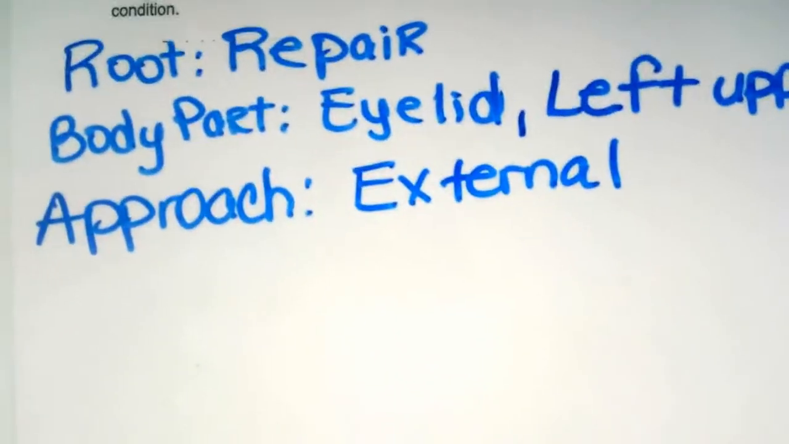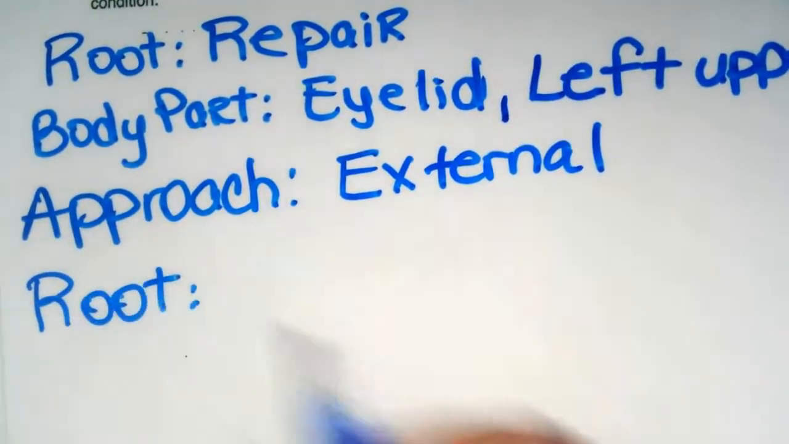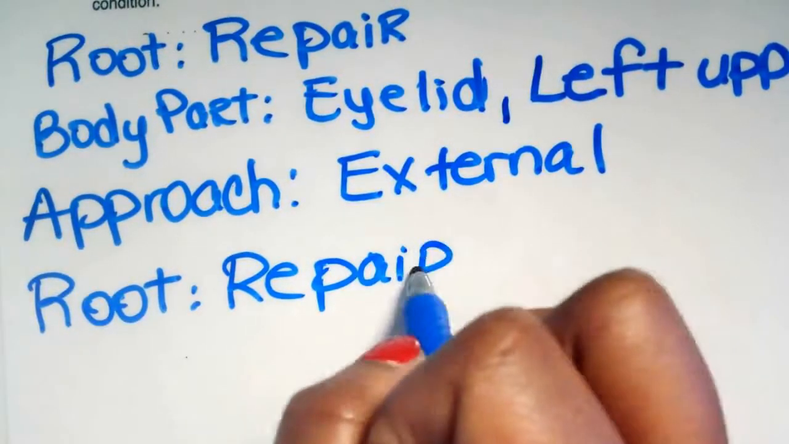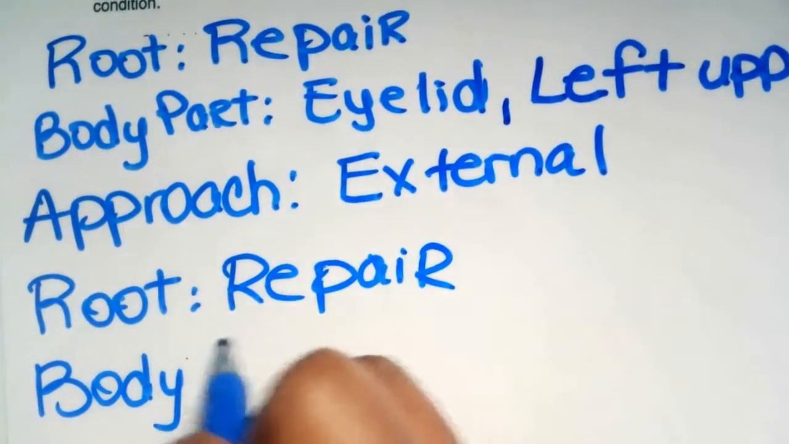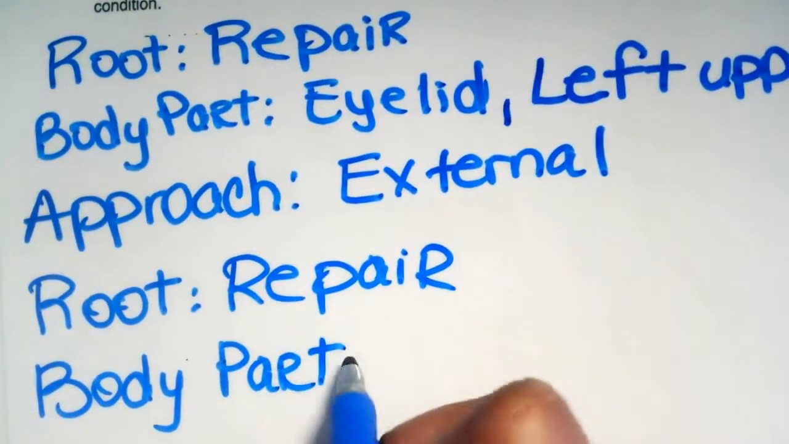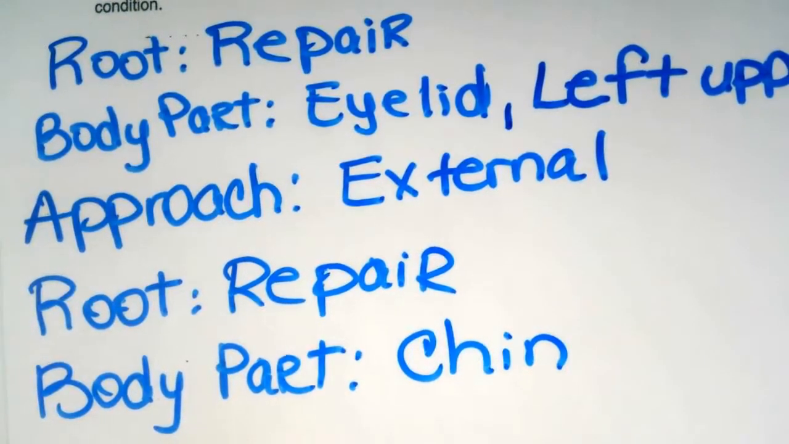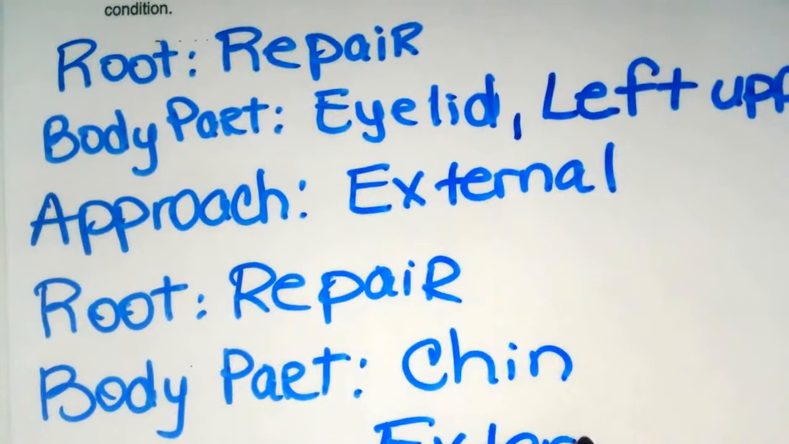So guys, what do we have? Another repair. So I'm going to write down my key things that I've dissected. My root operation is going to be repair. In this particular case, my body part was on the chin. And same thing, guys, the approach to this procedure was external.